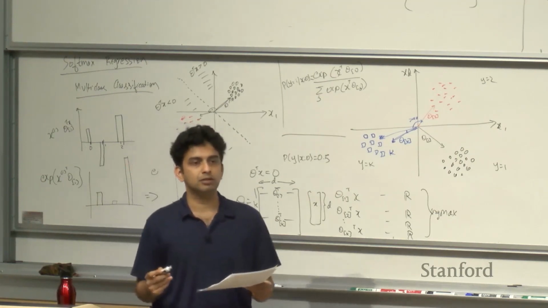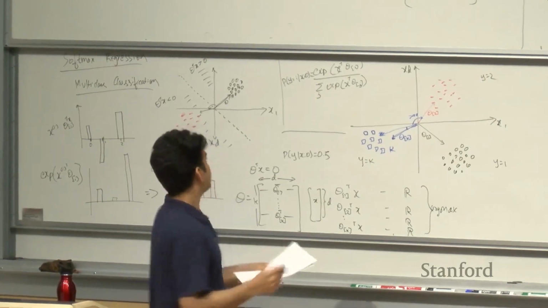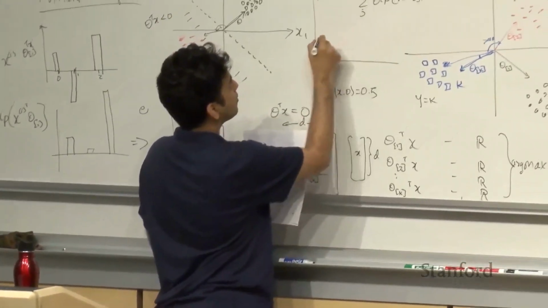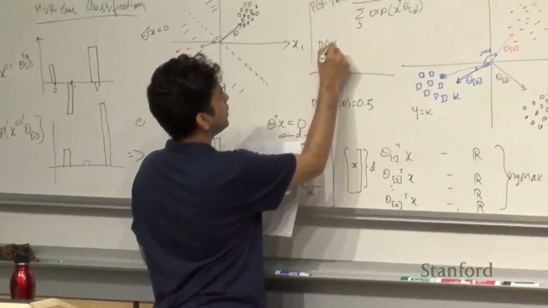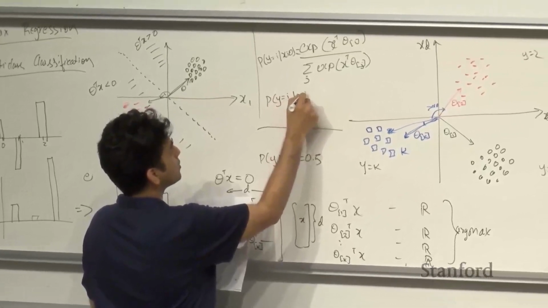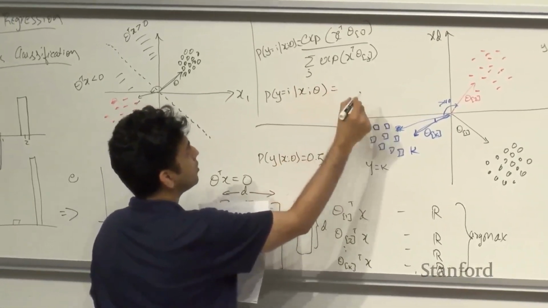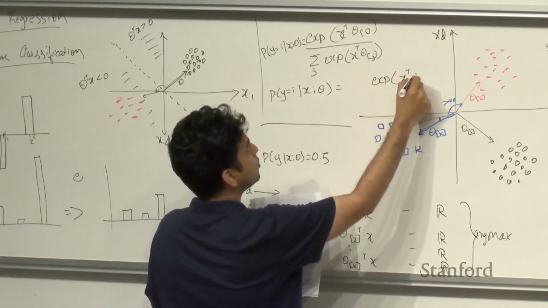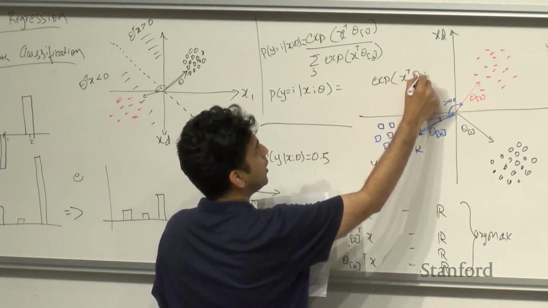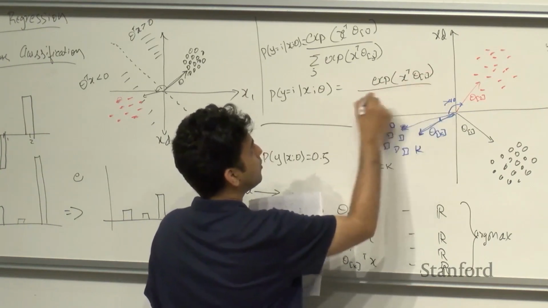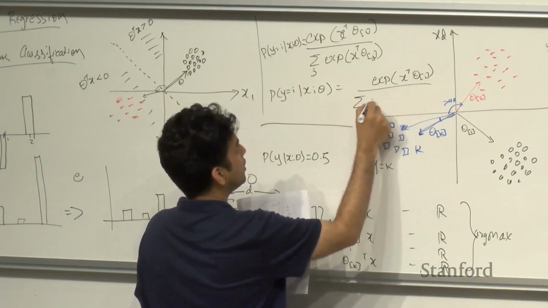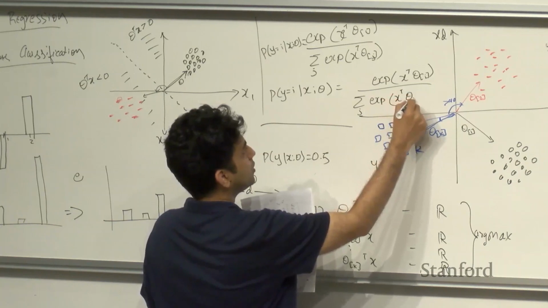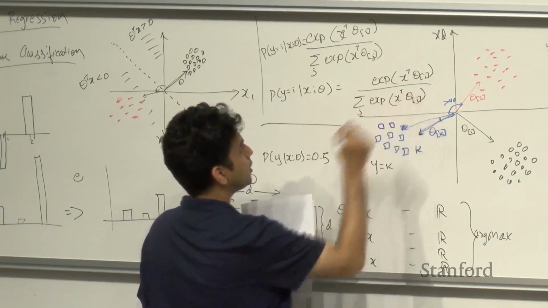All right, any questions? Yes. Can I write a little bigger? Sure. Sorry about the writing. So maybe I'll just write it a little more clearly here. Probability y equals i given x, theta is equal to exponent of x transpose theta i divided by the sum over all j of exponent of x transpose theta j. Is that clear?